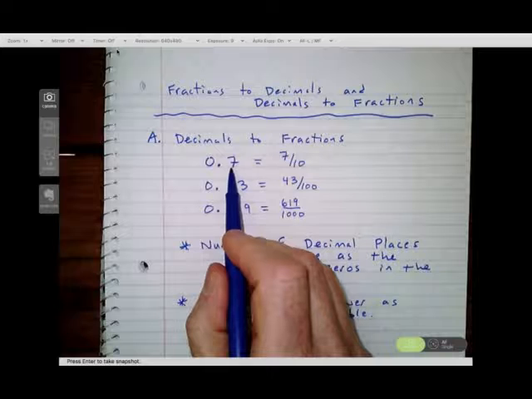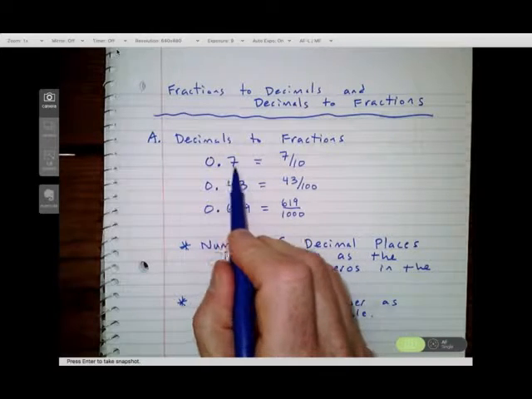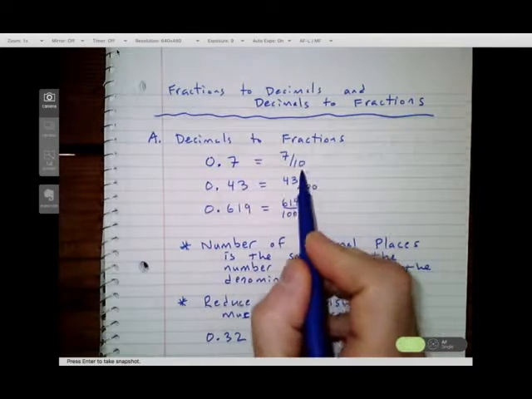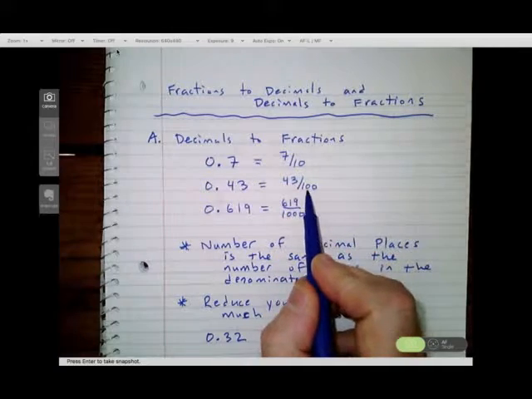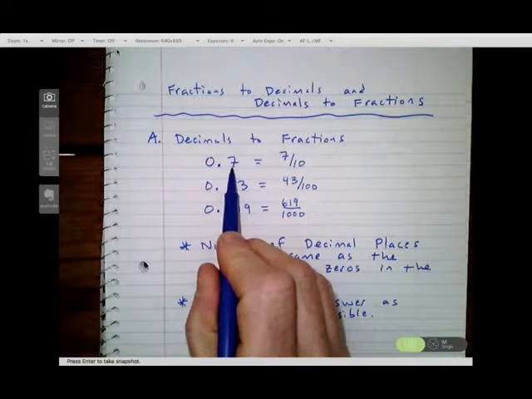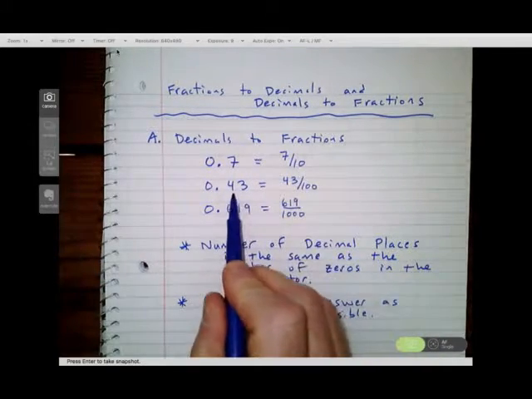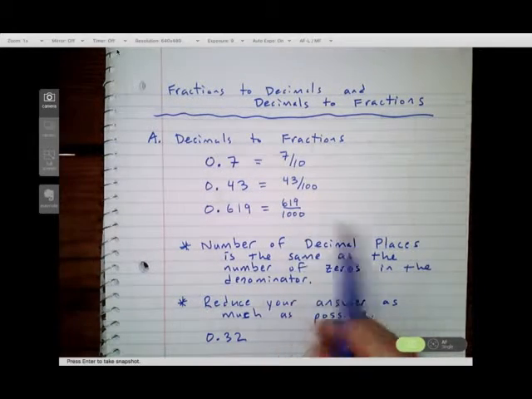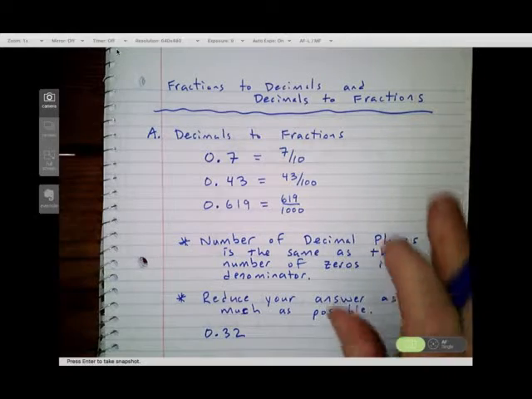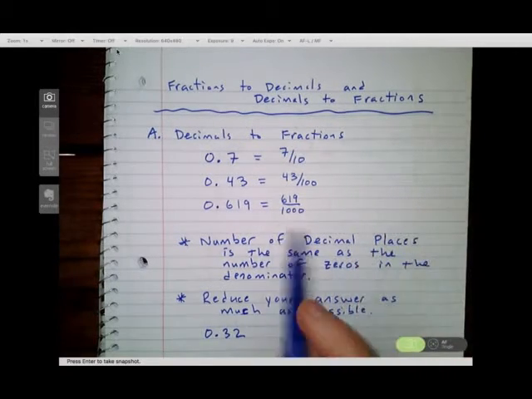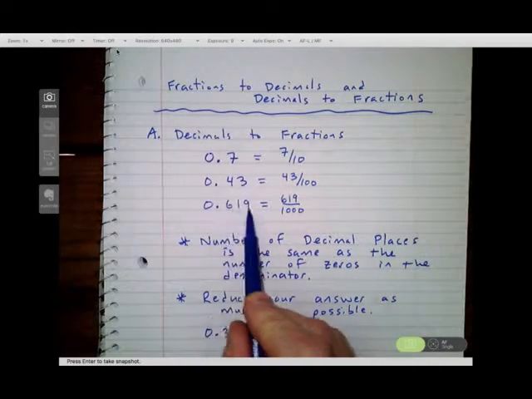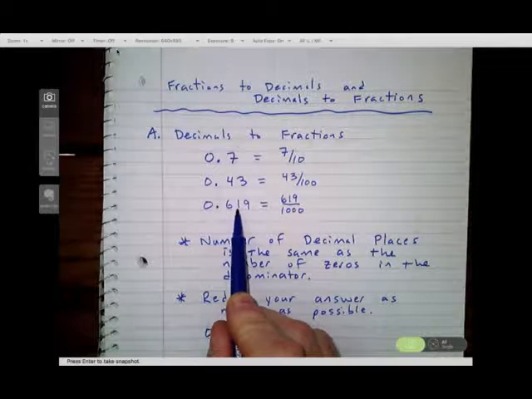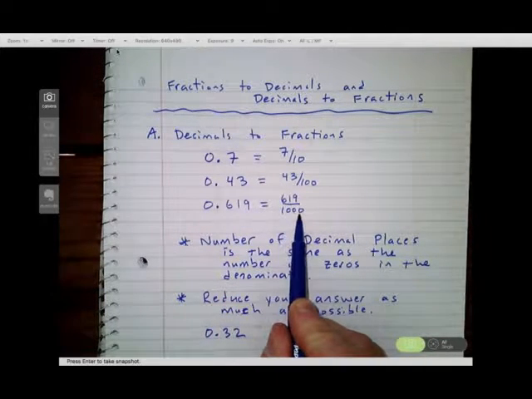Okay, so if you'll look at these, check it out. The number of places, or the number of numbers, after the decimal is the same as the number of zeros in the denominator. One decimal place, 1 zero. Two decimal places, 2 zeros. Three decimal places, 1, 2, 3 zeros. So when you're converting decimals to fractions, that is a great way to start if you can remember that the number of decimal places is the same as the number of zeros.